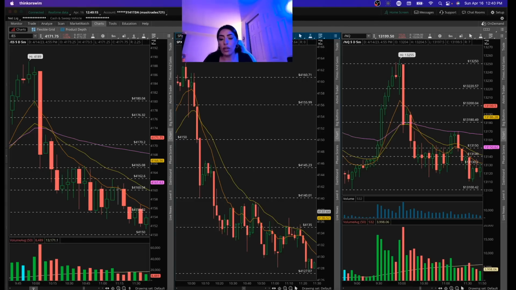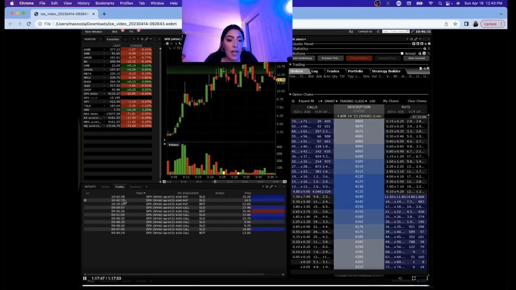$14.70. So if we look here, at 10:42 when I exited, I entered this position at $12.60. At 10:42 they went to $14.90 and $15.20, and then my runners were exited at $14.70. So this was a really good profit. I believe I made a total of $2,000 on this trade as well. On the day, I made around $4,500.